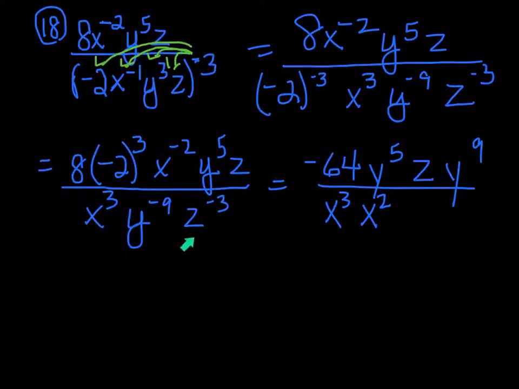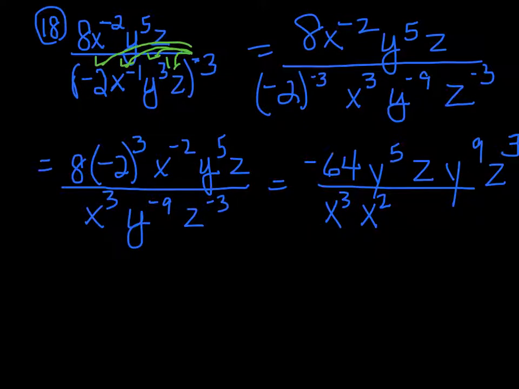Z to the negative third, can't have that. So I'm going to move that up to the numerator as well. So that's going to become z to the positive third. Oops, let's make that look like a 3. There we go. Okay, so let's just look at what we've got here. That's a negative number, not a negative exponent, so that's fine. And all these exponents are positive, and all these exponents are positive, so we're good.